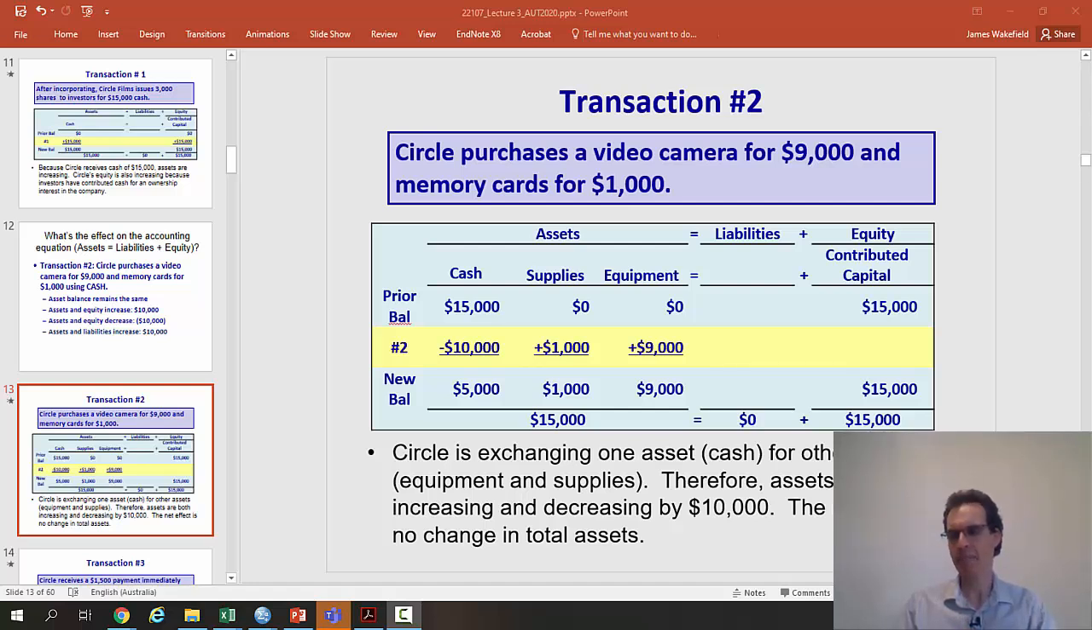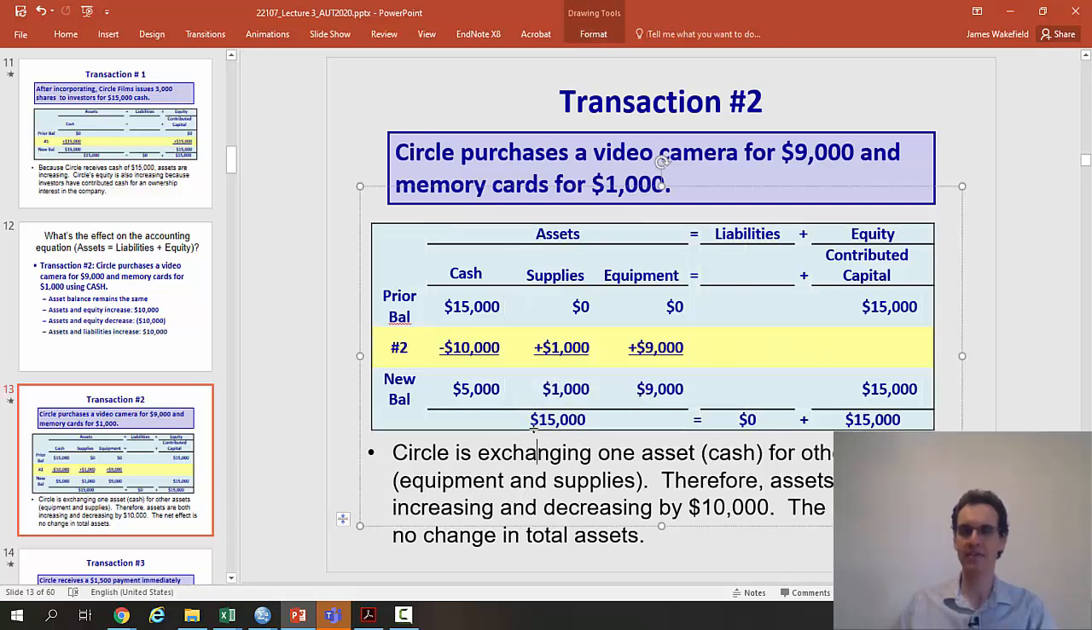Now, if we go back a step and think about the effect of the last transaction on this equation, we had owners contributing $15,000 in cash to the business. So equity went up by $15,000 and assets went up by $15,000. Now, after transaction number 2, the purchase of the video camera and the $1,000 in memory cards, what you can see is that assets remain exactly the same. So why would this be the case?